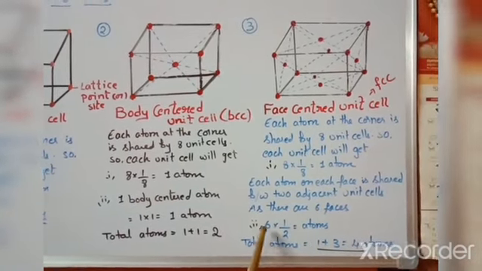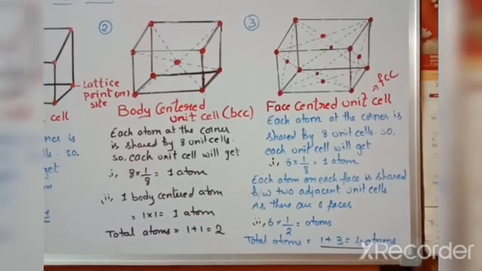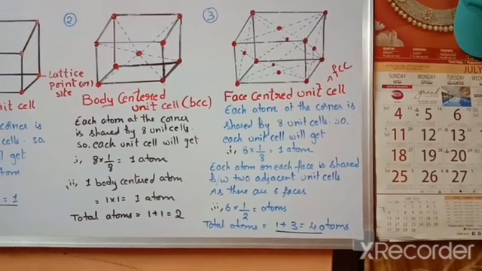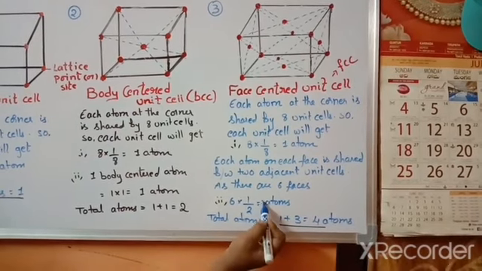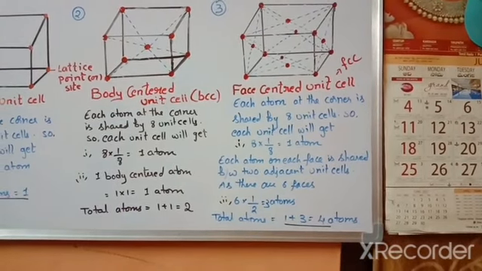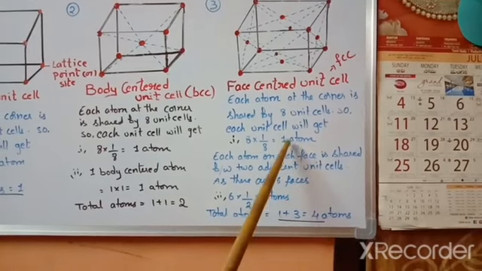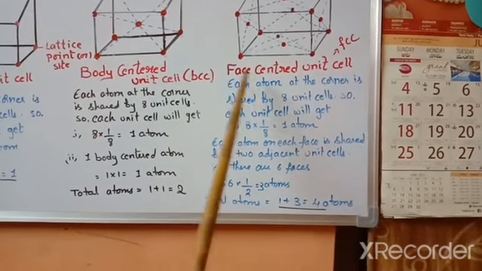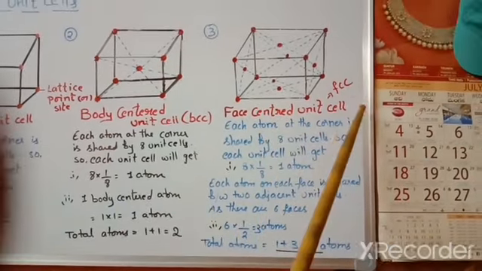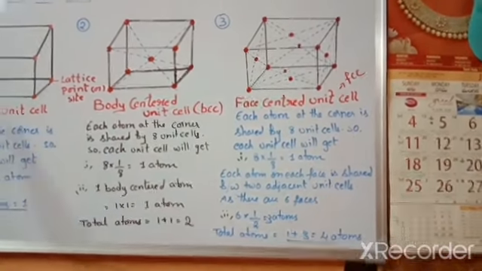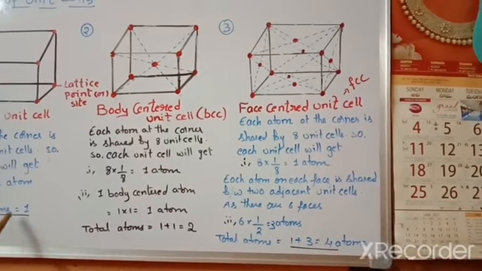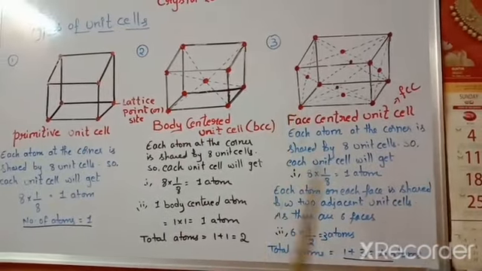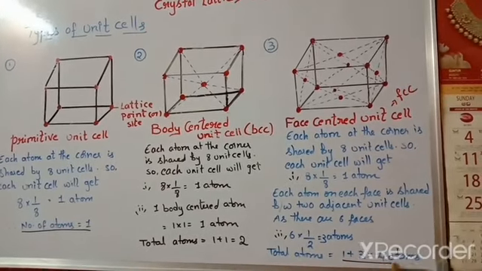So half. So 6 into 1 by 2 equals 3 atoms. Okay. So total number of atoms: here 3, here 1. Total how many? 1 plus 3, 4 atoms are present in a face centered unit cell. So here in the primitive unit cell the number of atoms is 1. In the body centered unit cell the number of atoms is 2. In the face centered unit cell the number of atoms is 4.